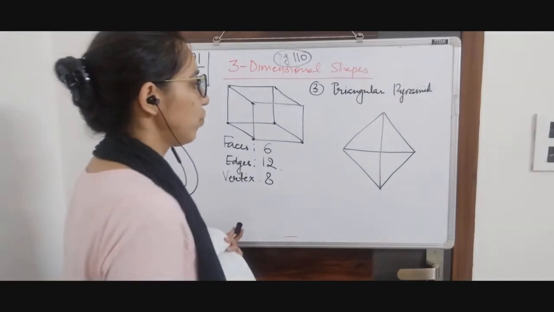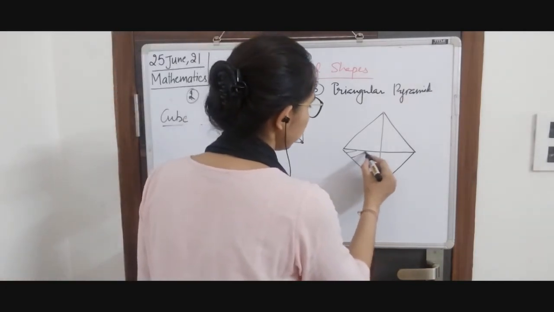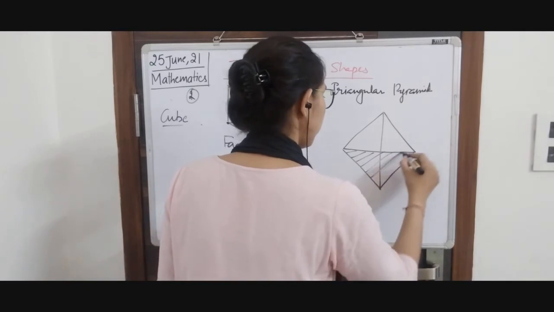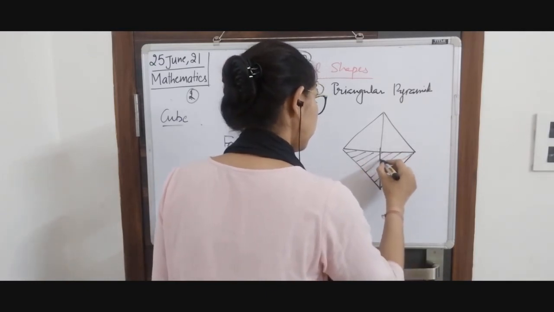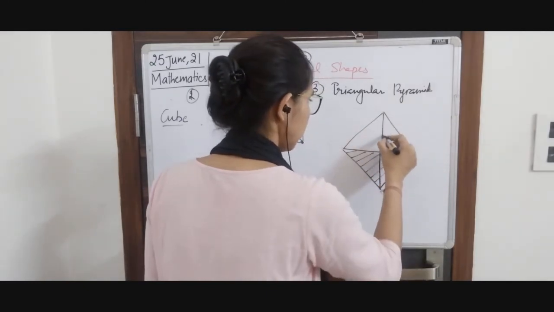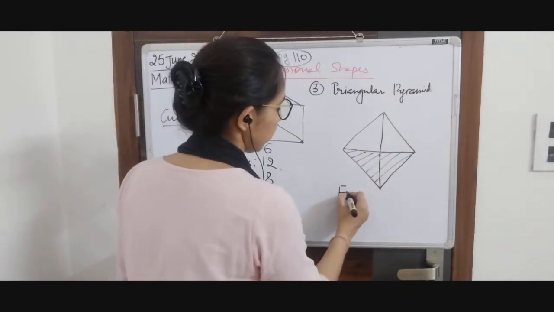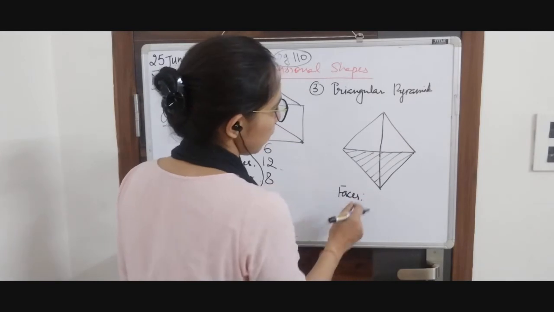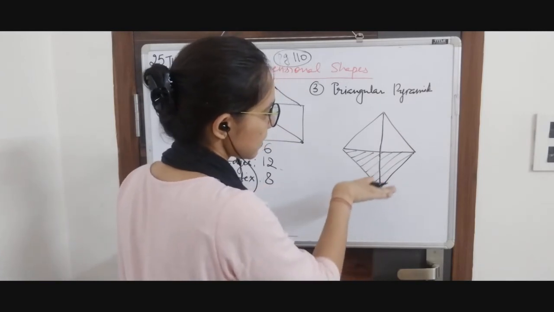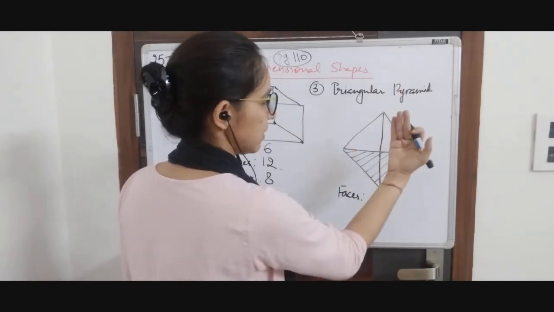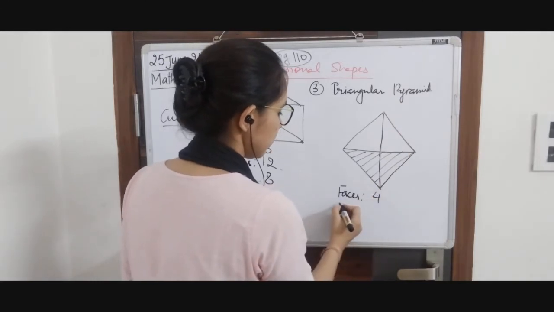This is the base. I am going to shade the base so the figure is more clear to you. Okay, this is the base and this is your triangular pyramid. Now, the number of faces it has: 1 as the base and 3 vertical faces. It is going to have 4 faces.